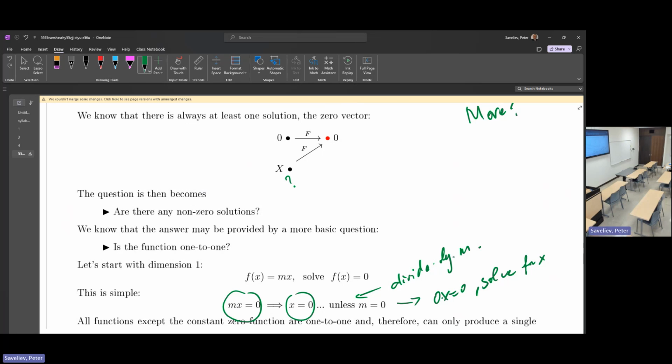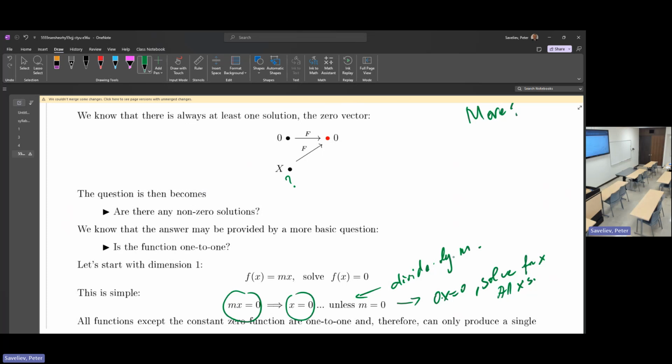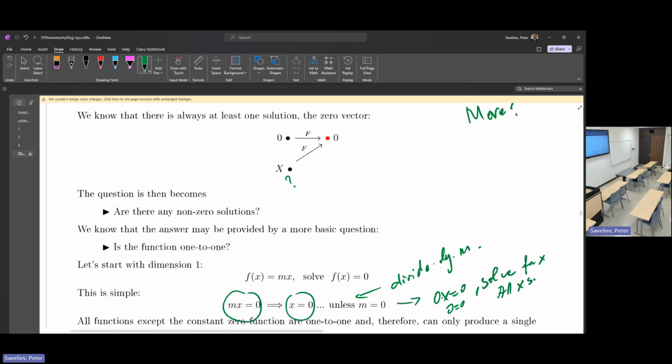That's right, that is the answer. All x's. Any number x you plug in there will give you the correct answer. You have 0 on the left always, and 0 on the right always. So this is always true, which means that whatever x you have in mind, it will be a solution. So clearly it means that it's not one-to-one. That's the logic we have here. Just to dispose of the simplest case of dimension 1: because there is no projection, there's only collapse. The constant function is the only exception from the rule.